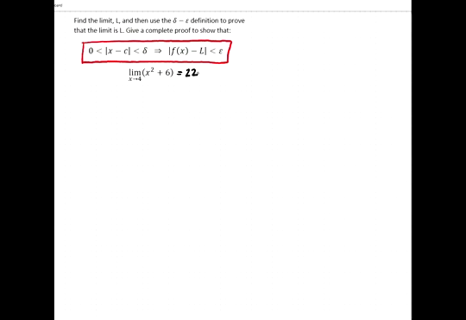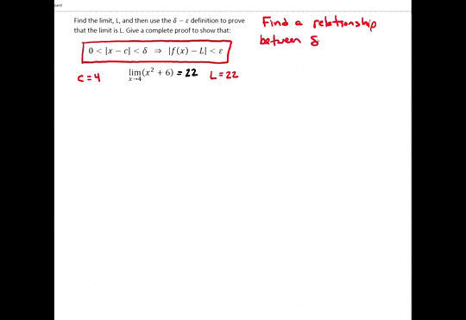So we could say, in this case, c is equal to 4. It's the limit as x approaches c, so x approaches 4. And the value of L is equal to 22. So in our definition up here, the L and the c, we know what they are. Okay, so what we want to do in these problems is to find a relationship between delta and epsilon.